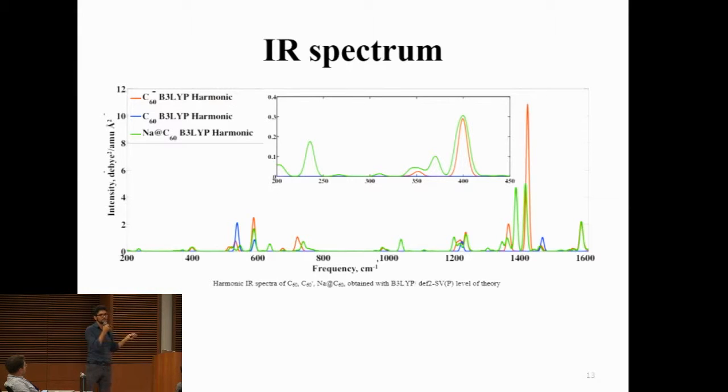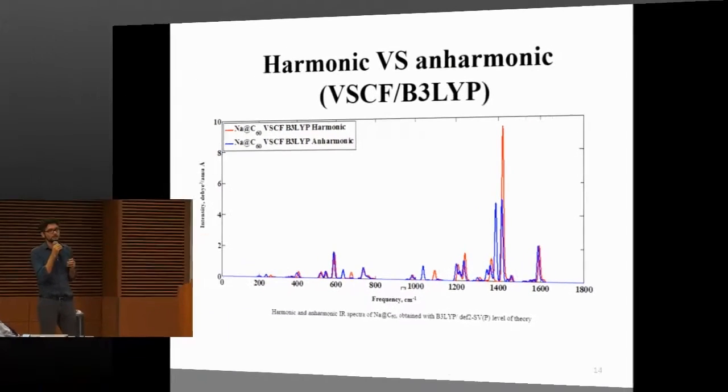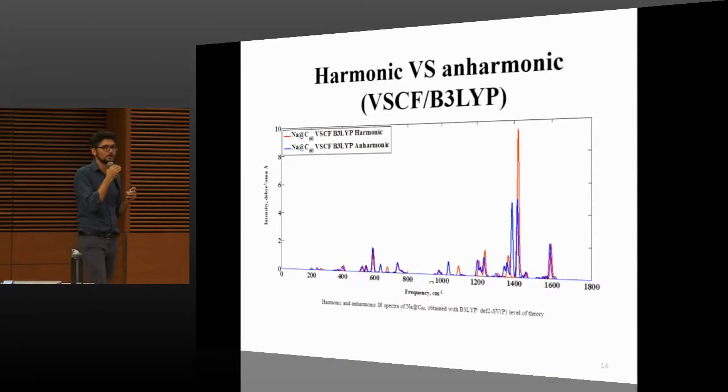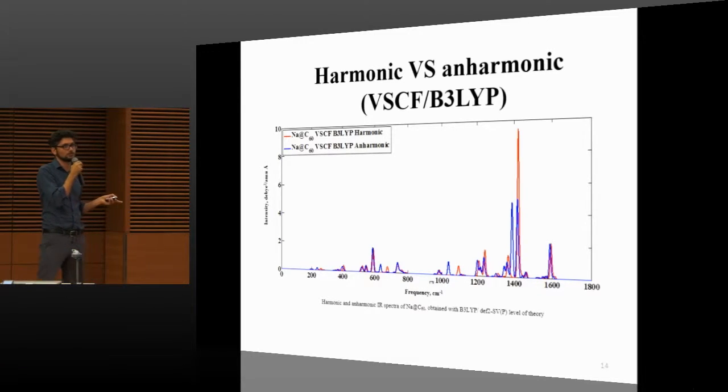And we have basically the same peaks except for some extra peaks for sodium at 660, and that's due to the movement of sodium inside the cage. And this is the last result I've got so far, which is a comparison between harmonic and anharmonic, where anharmonic is coming from VSCF. And basically you see here a redshift for anharmonic peaks compared to harmonic ones from the VSCF method.